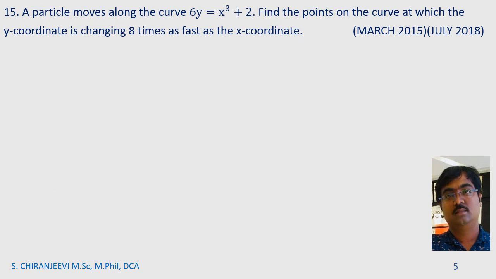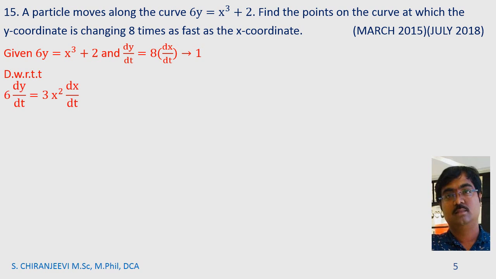Next one, a particle moves along the curve 6y equal to x cube plus 2. Find the points on the curve at which the y coordinate is changing 8 times as fast as the x coordinate, which was asked in March 2015 and July 2018. So here, given y coordinate is changing 8 times as fast as the x coordinate, which is dy by dt equal to 8 into dx by dt. Given 6y equal to x cube plus 2 and dy by dt equal to 8 into dx by dt.